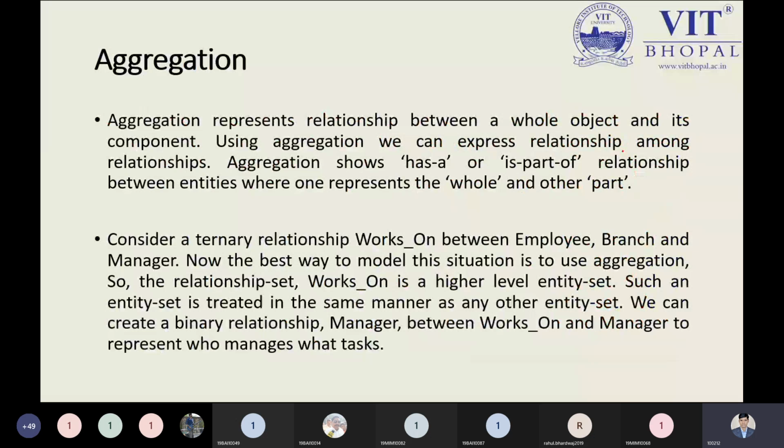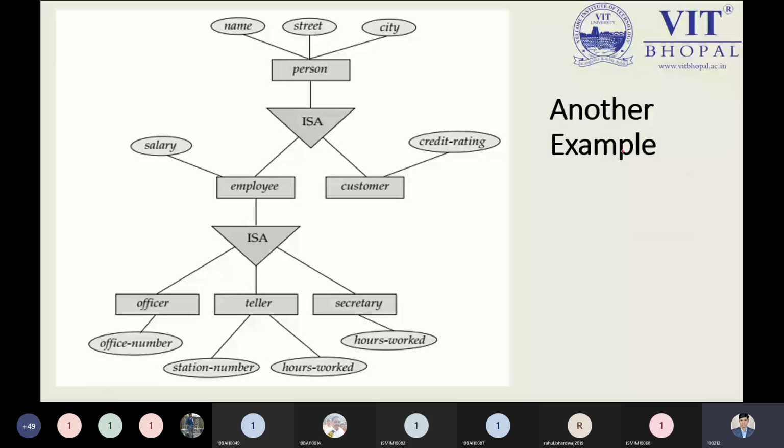Let us understand the aggregation term in a simple way. I am taking a real example covering both generalization and specialization. Now you can understand this example. Person is an entity, and this person entity is divided into two different sub entities: employee and customer.